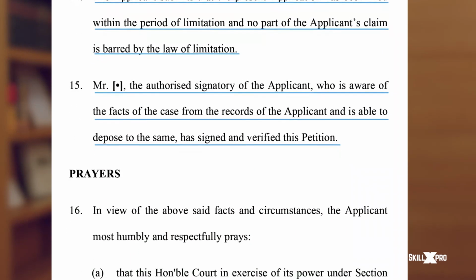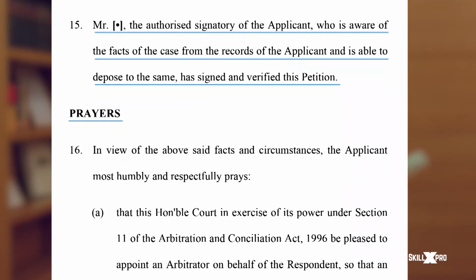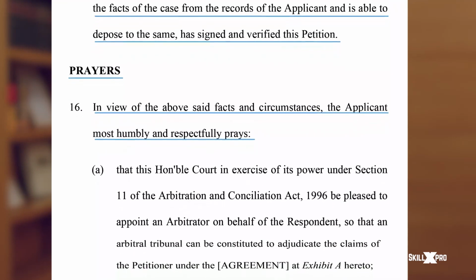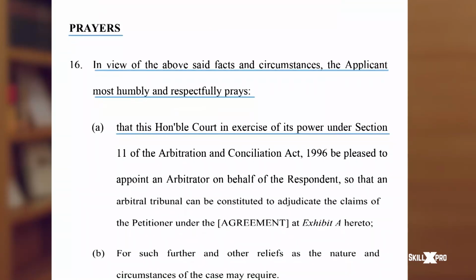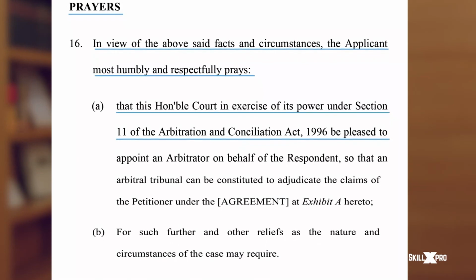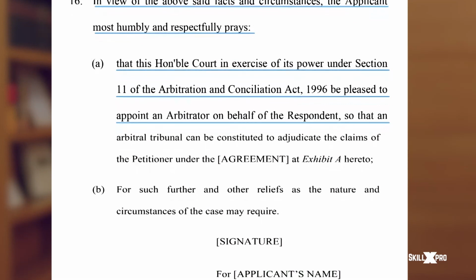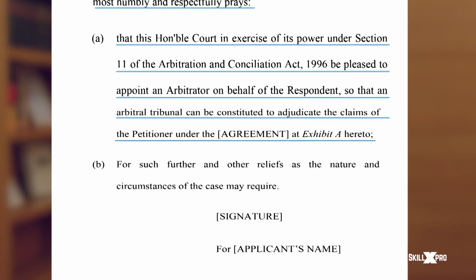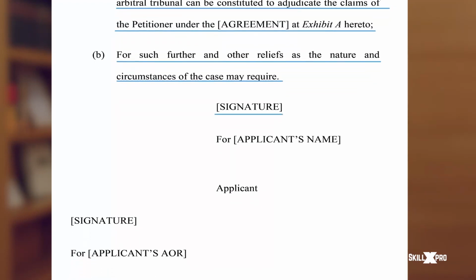And then the vital part, the prayers. What are you asking from the court? What reliefs are you seeking from the court? That would be: in view of the above facts and circumstances, the applicant most humbly and respectfully prays (A) that this honorable court, in exercise of its power under Section 11(6) of the Arbitration Act, be pleased to appoint an arbitrator on behalf of the respondents for reference of the disputes between parties hereto as per the agreement dated so and so at Exhibit A hereto, and for such other and further reliefs as the nature and circumstances may require, signed on behalf of the applicant.